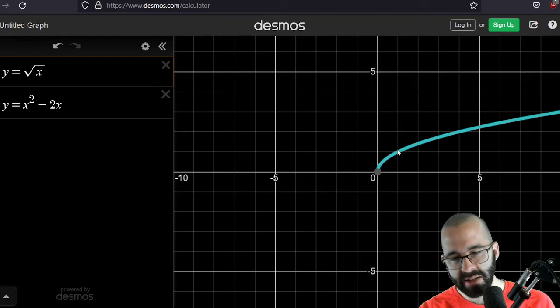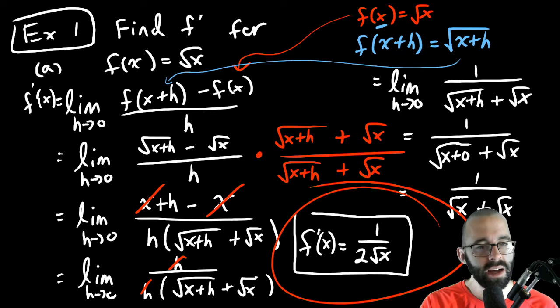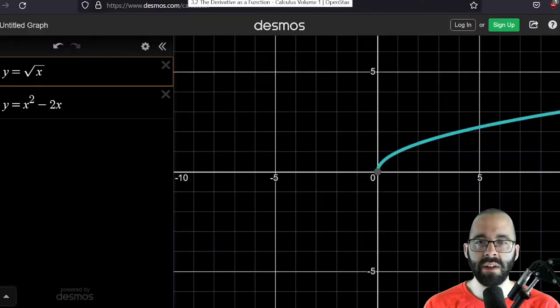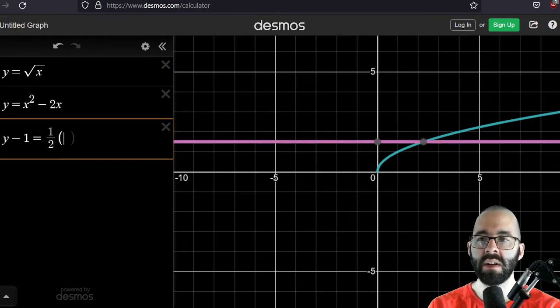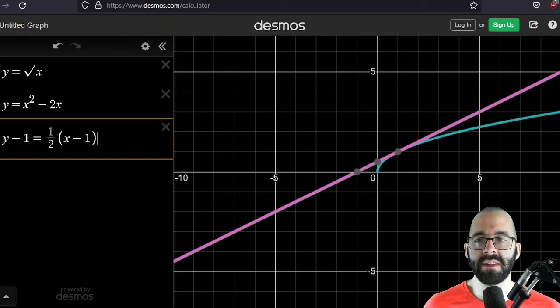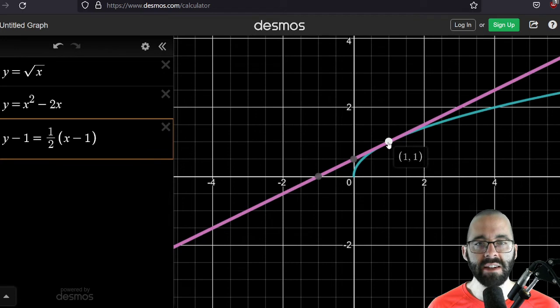And indeed, if we plugged in x equals 1 into the slope function, we plug in 1 here, we get 1/2. The slope at the point 1, 1 should be 1/2. And in fact, if you write the equation of the tangent line at the point 1, 1 with slope 1/2, you do indeed see that that is the tangent line at that point in the square root function. The slope of the tangent line is the slope of the original function, which is the derivative. All right.